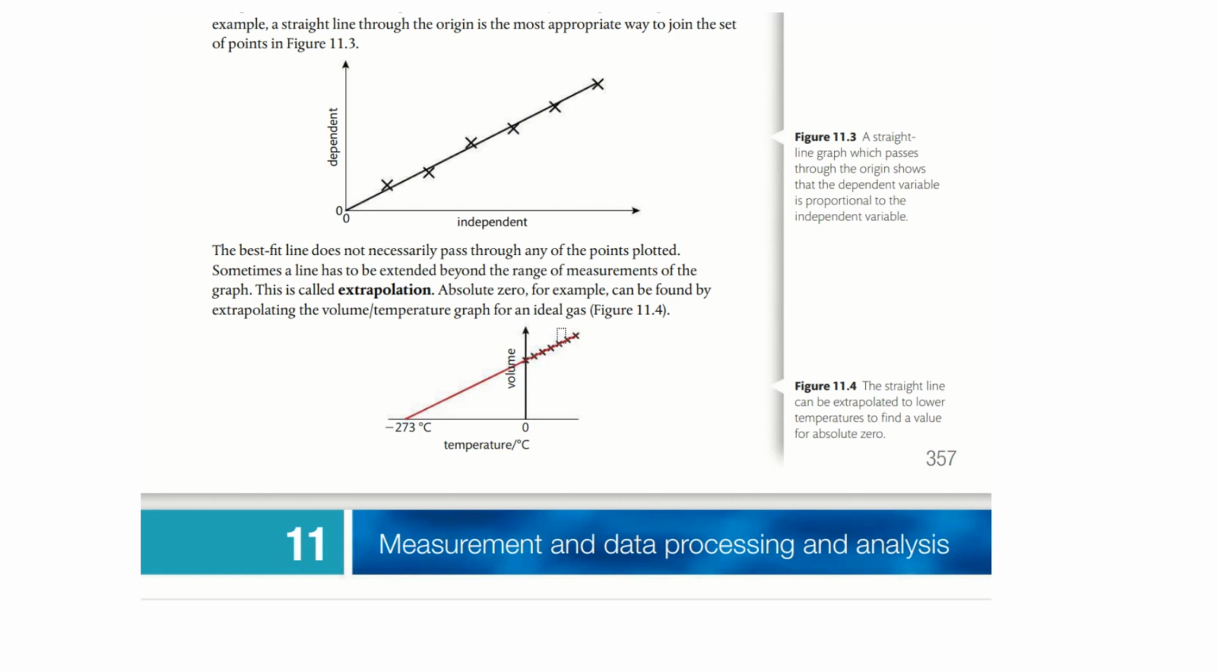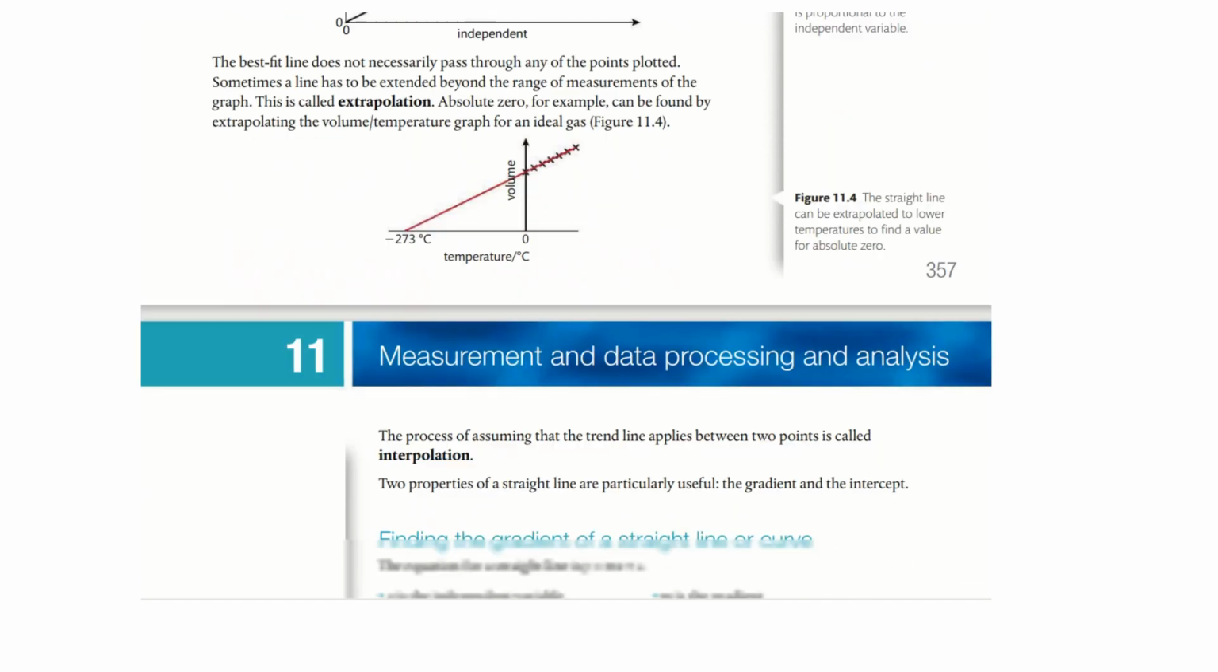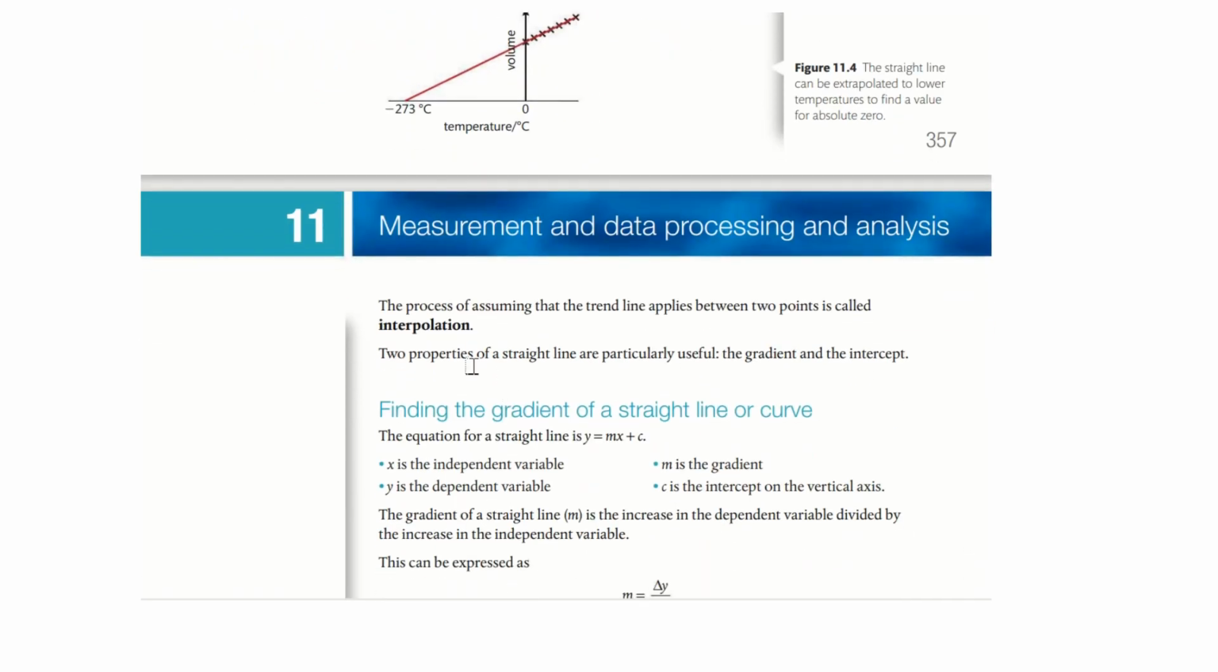Okay, so this is where my data set is, and if I extend the line and it hits the x-axis, then it should hit at that point. This is called extrapolation. Interpolation is the process of assuming that the trend line applies between 2 points. Okay, so you just need to know the definitions of these 2 points, but nothing beyond.